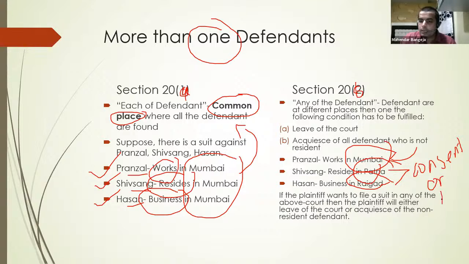I will have to take the leave of the court. Then only I can file a suit in Mumbai. Is it clear? Leave of the court or the consent from the non-resident. It's not and, it's or. If I have the leave of the court, then I need not take the consent of the defendants who are non-resident. If I have the consent of the non-resident, I need not take the leave of the court. It's or.